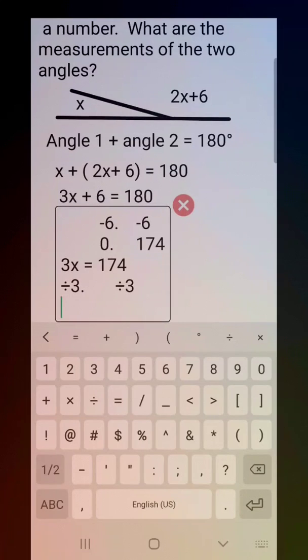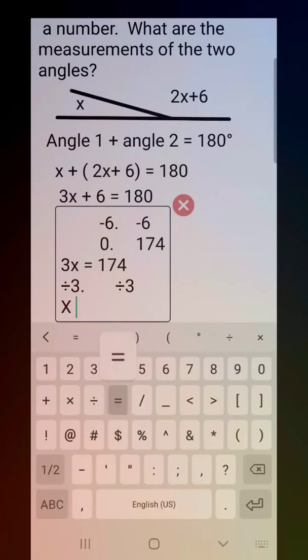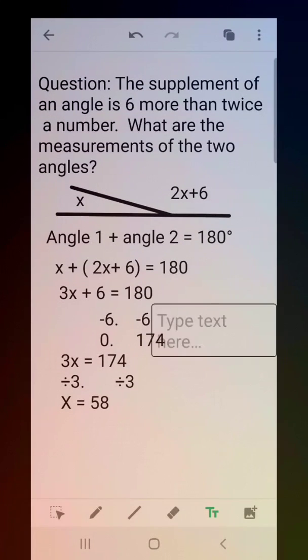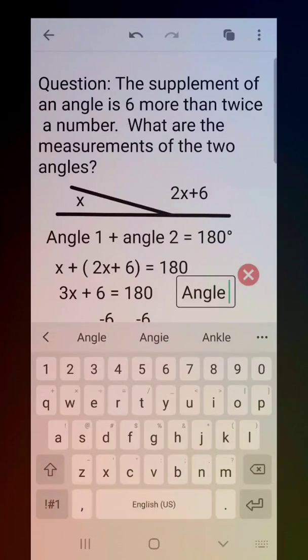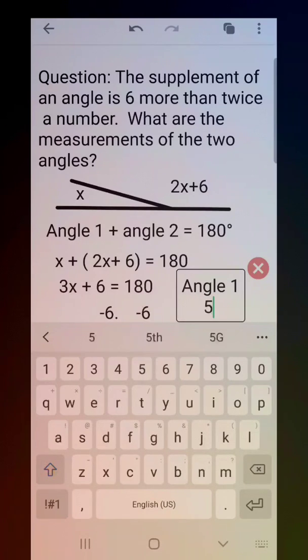Okay, so 3 divided by 3 leaves us with 1x. And 1x is now equal to 174 divided by 3, which is 58. So that means that x is equal to 58 degrees. So what does that mean for angle 1 and angle 2? Well, that means that angle 1 is equal to 58 degrees.